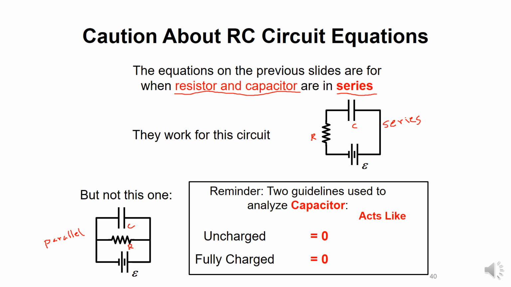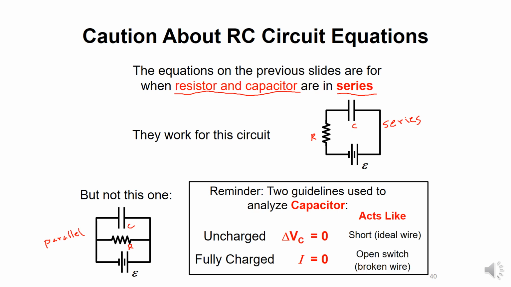Now, what do we do if you have a resistor and capacitor in parallel, like the circuit on the left? In that case, you can look at what happens when the capacitor is fully charged and when it's uncharged. We know that when the capacitor is uncharged, it has 0 voltage and it behaves like an ideal wire. So basically, you replace the capacitor with a wire and then see what happens to the rest of the circuit.